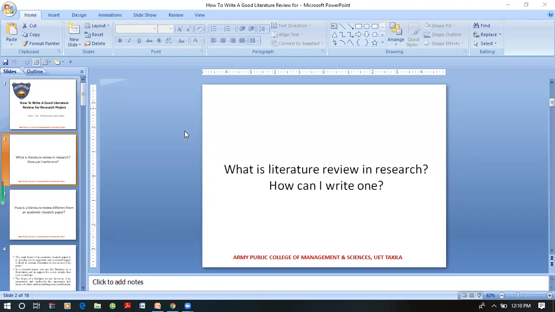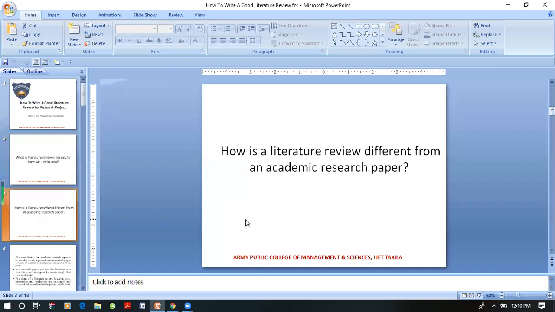Okay, so this is one of the questions that was a concern from the previous lecture, and there is one more question coming. What is the difference between a literature review and a research paper? Who will answer that question? What is the difference between a research article and a literature review article? Who will answer that one?